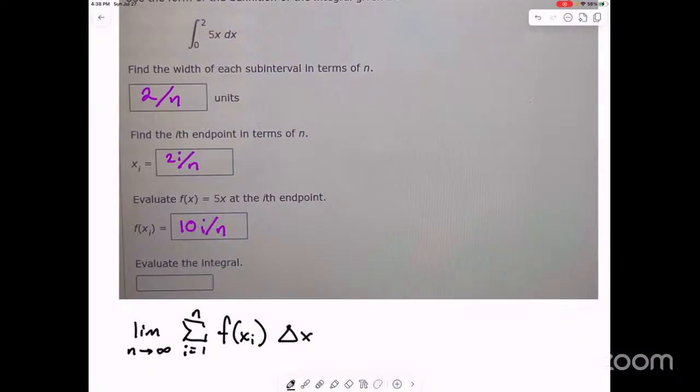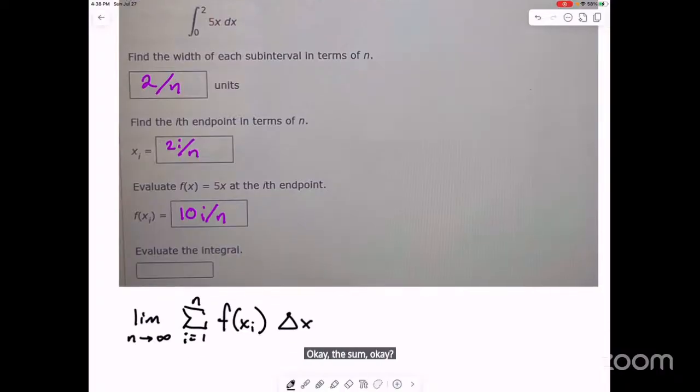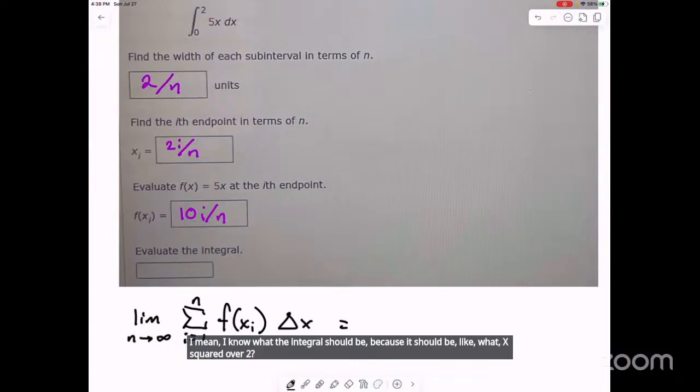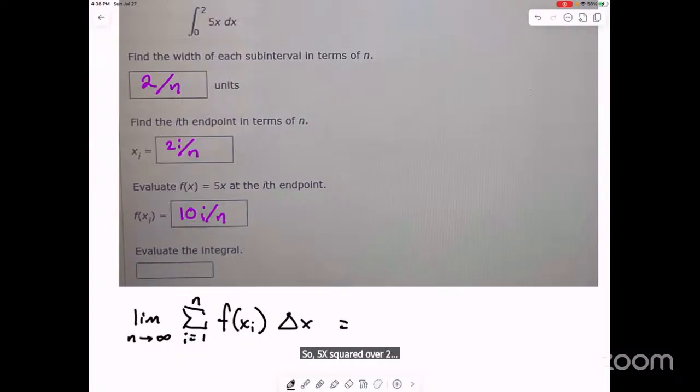That all collapses to 0. Evaluate the integral. Okay, the sum, okay? So, for instance, well, we can't really do it. Is there a limit? When i is 1, right? I mean, I know what the integral should be because it should be x squared over 2. So 5x squared over 2 as x goes from 0 to 2.